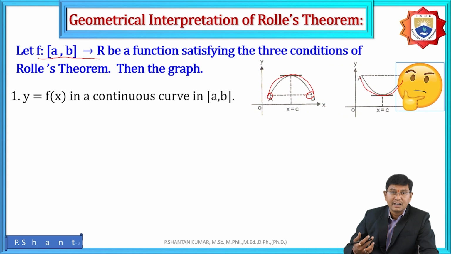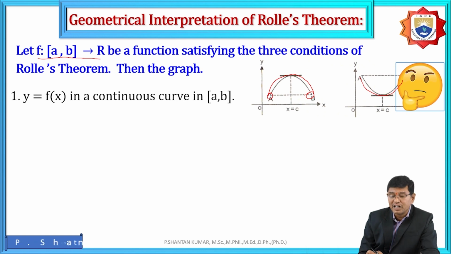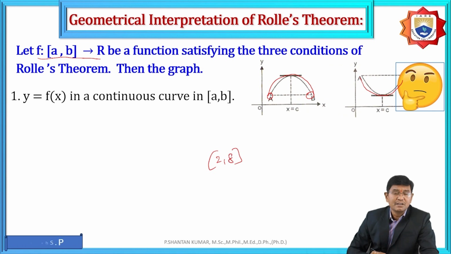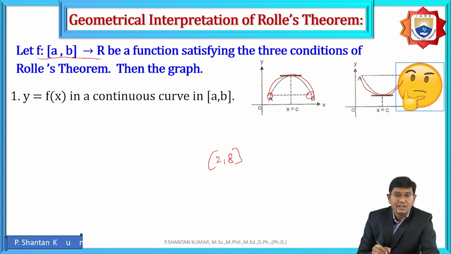And we need to understand what is the meaning of the closed interval, and sometimes the open interval. The closed interval is nothing but, for example, consider 2 comma 3 is any closed interval, or for example 2 comma 8. And this is the meaning of closed. What is the meaning of this here? Including the point 2, and again including the point 8.